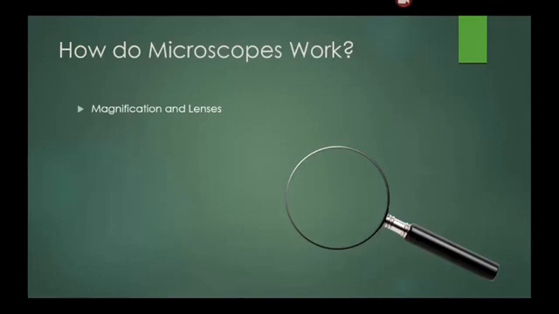A magnifying glass consists of a convex lens, which has a center that is thicker than its edge. When light passes through a convex lens and into your eye, the image you see is magnified. Magnification changes how you can see objects and reveals details you may not have known were there.